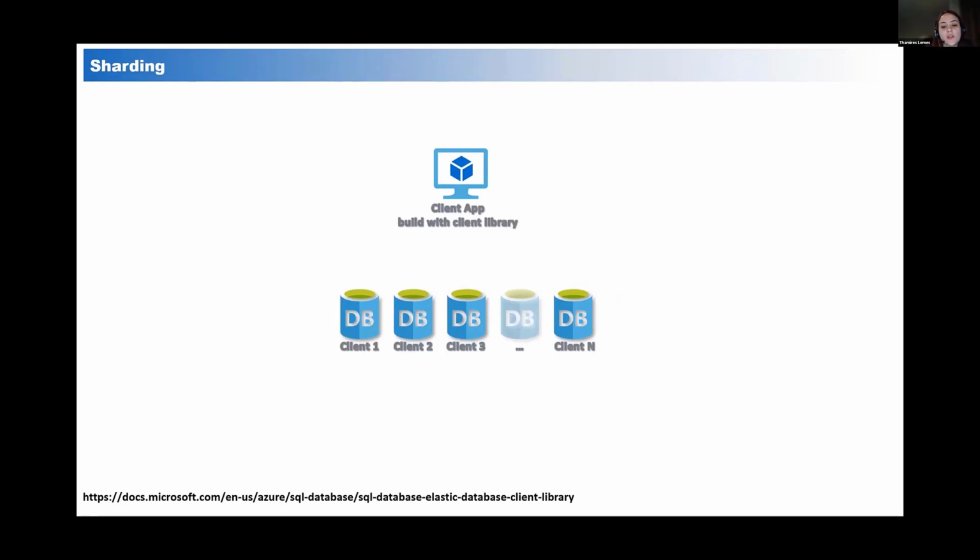It needs to use the Elastic Database Client Library, so it can communicate with a shard map manager. And this shard map manager is a database that will provide information to the client application about where the data it needs is located. So it might be in one database or multiple databases. So for the client app, if it's using the Elastic Database Client Library, it will be automatically redirected to the correct database.